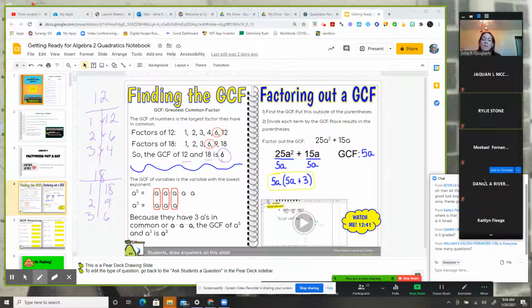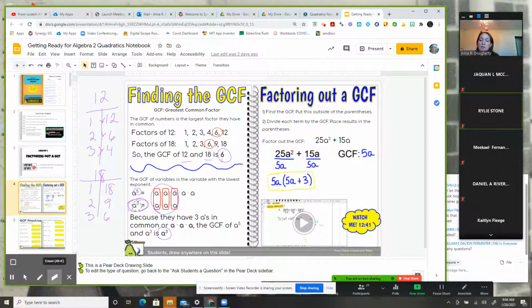If you're working with variables, you want to take out the smallest exponent. So if I have a with an exponent of 3 and a with an exponent of 5, I've got 3 a's that can be taken out. So the greatest common factor is a cubed. Hopefully this is a review and you remember this a little bit. It'll make more sense as we go to practice.